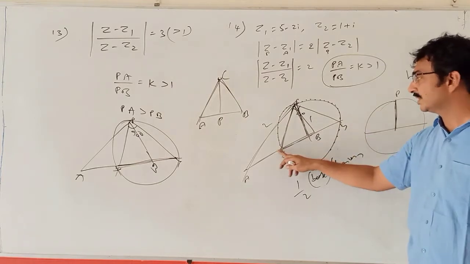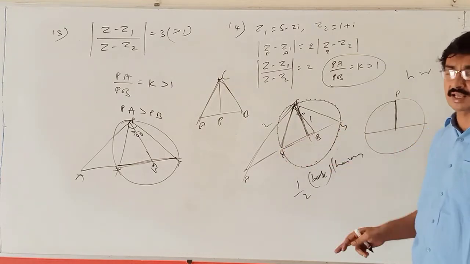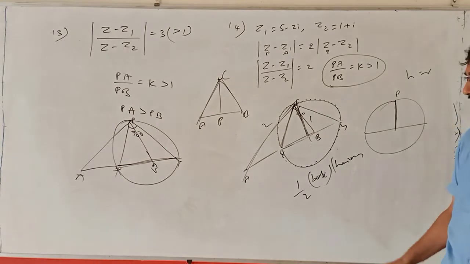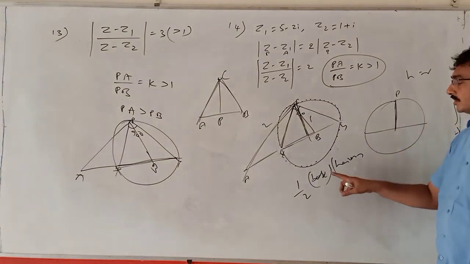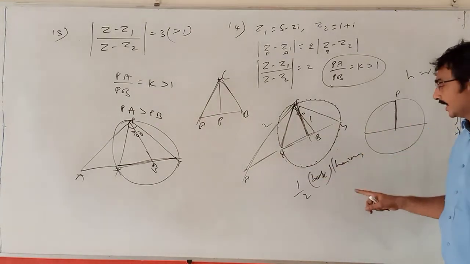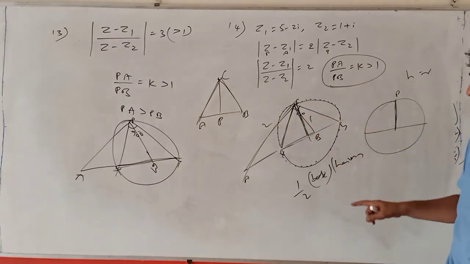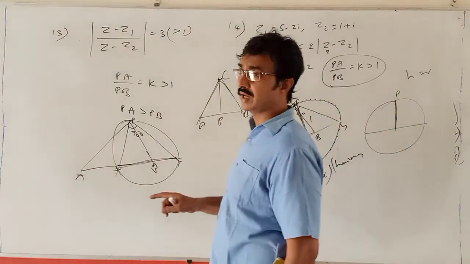So the distance between the 2 points is the diameter of the circle. Half of that is the radius of the circle. Thus by substituting AB in the place of base and the radius of the circle in the place of height and simplifying, we get the maximum area of the triangle.